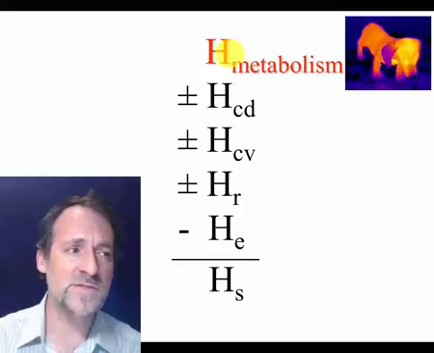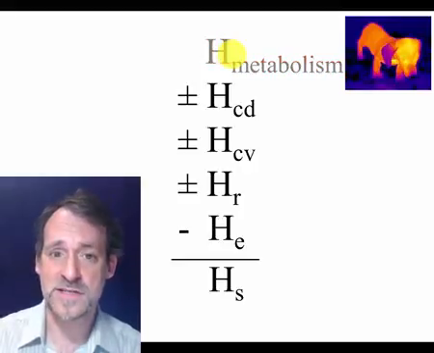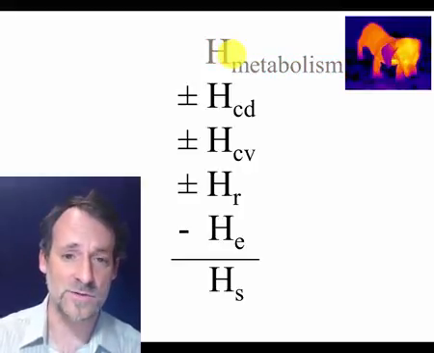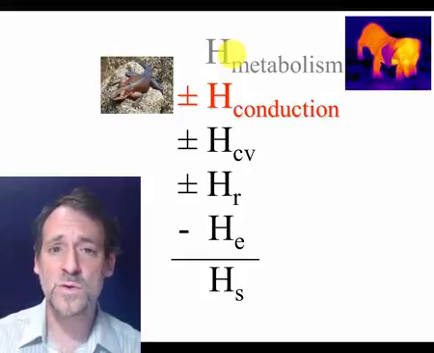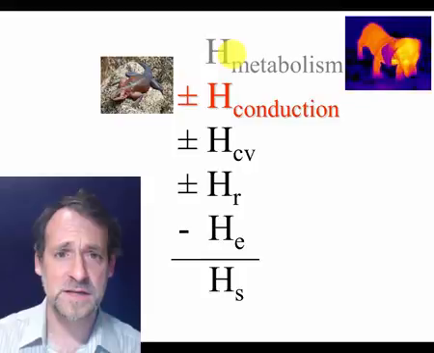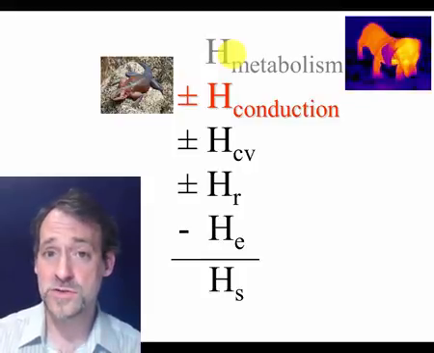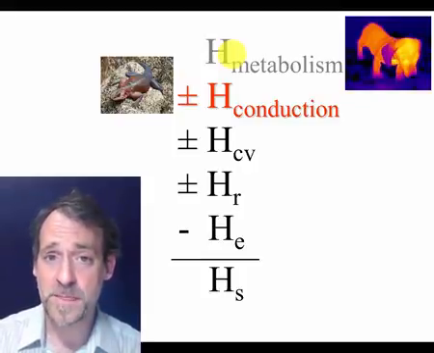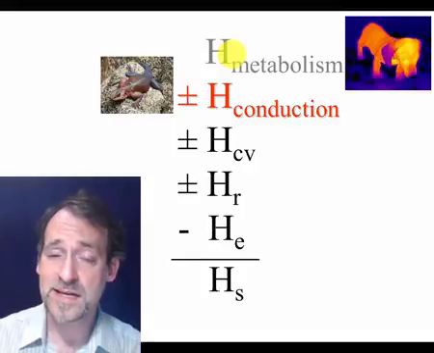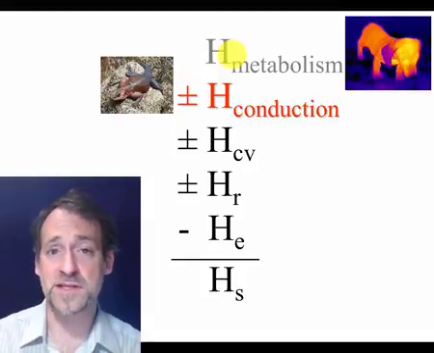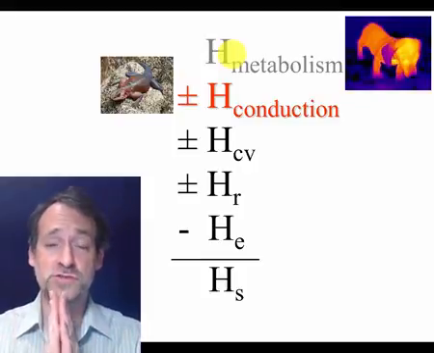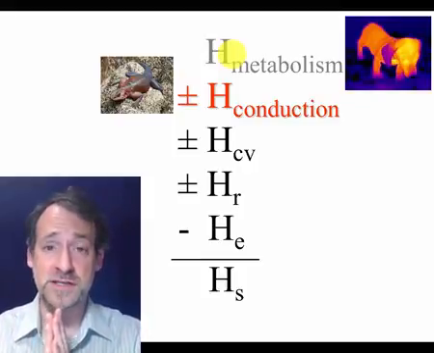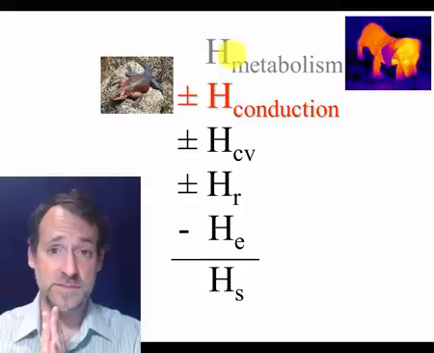There are, however, a bunch of other parts of the heat budget that you need to take into account, and these apply to all organisms. One is conduction. One thing that an organism can do to change its temperature is behavioral. It can come in contact with something that is warmer or colder than itself. Conduction is the transfer of heat between two solid objects.